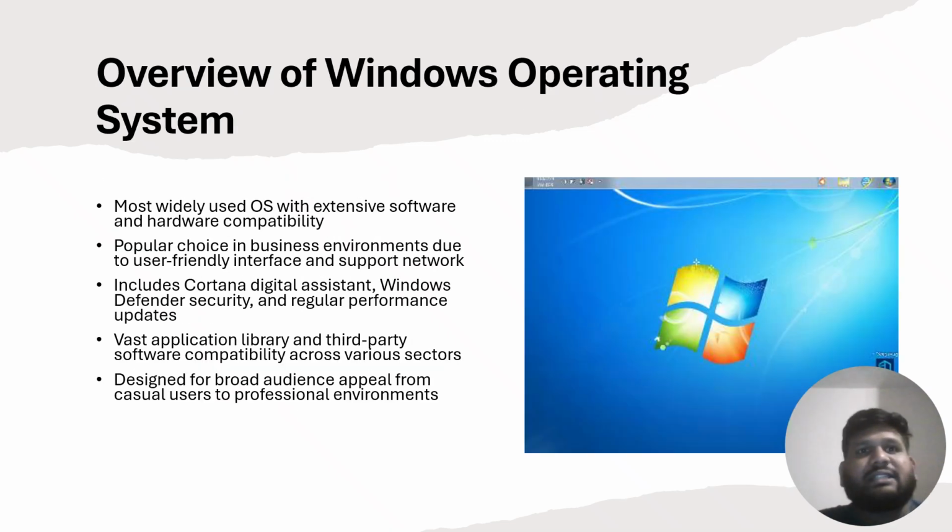Now moving on to the next slide, overview of the Windows operating system. Windows is one of the most widely used operating systems, known for its compatibility with a vast range of software and hardware. It is a popular choice in enterprise due to its user-friendly interface and extensive support network. Key features of Windows include Cortana, a digital assistant, Windows Defender for security, and regular updates that enhance system performance. Its broad software ecosystem makes Windows a versatile choice for users across various sectors.